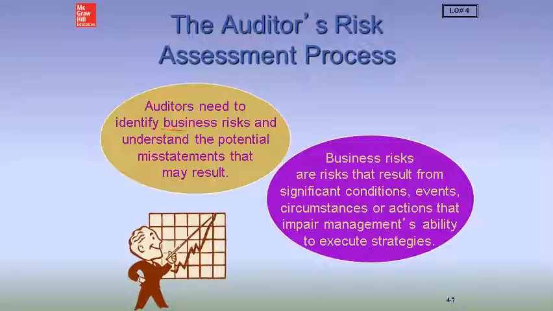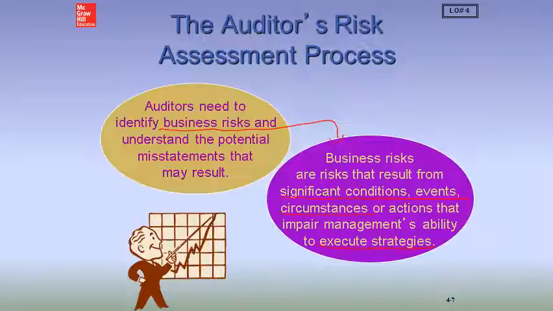So let's take a look at this notion of business risk. We're going to be understanding what sort of business risk could affect the company. We talk about our client, and we talk about significant conditions, events, circumstances. For example, let's say we have a client that is an oil producer. Conditions, events, circumstances could be the potential for some sort of environmental issues or regulation that could be affecting their business risk, and this really is something that affects their ability to execute their strategies.